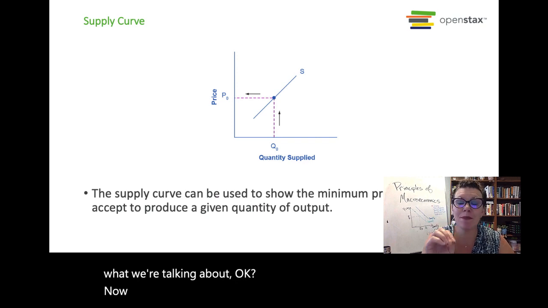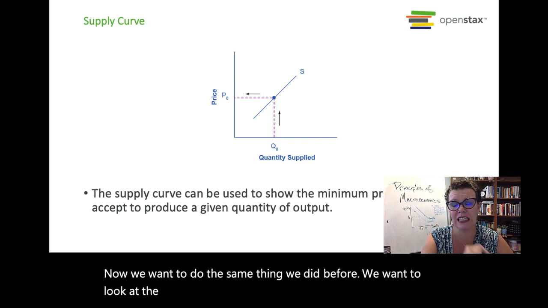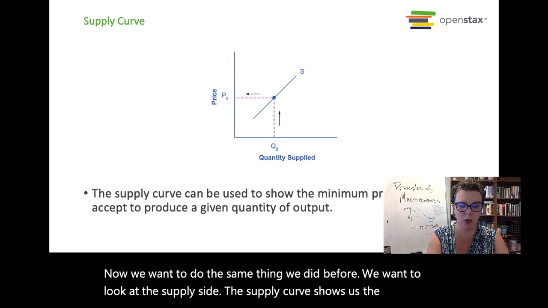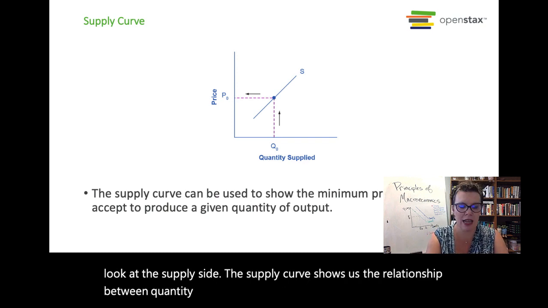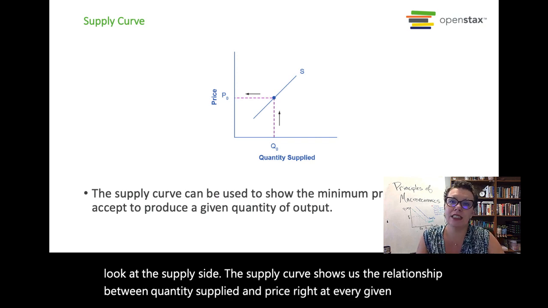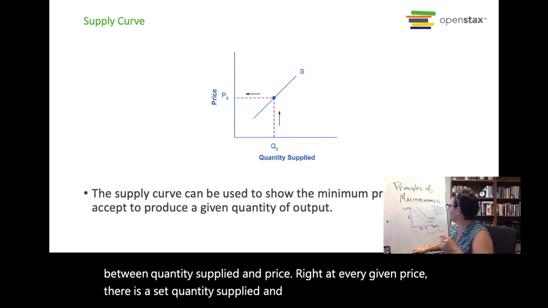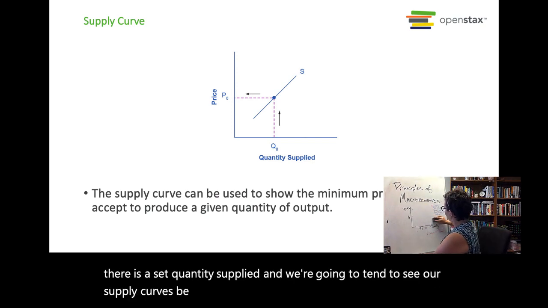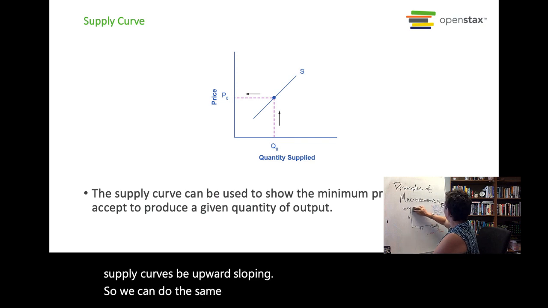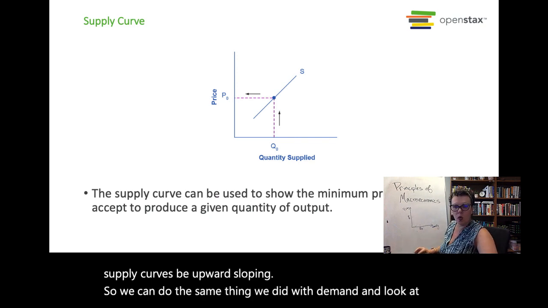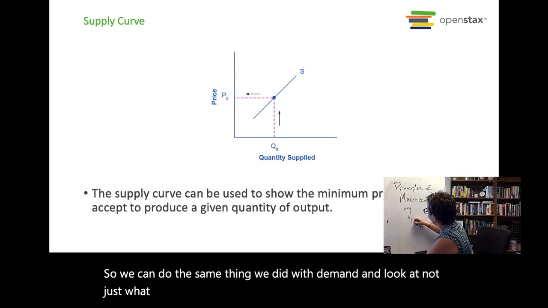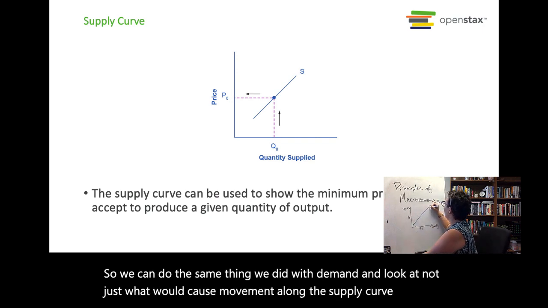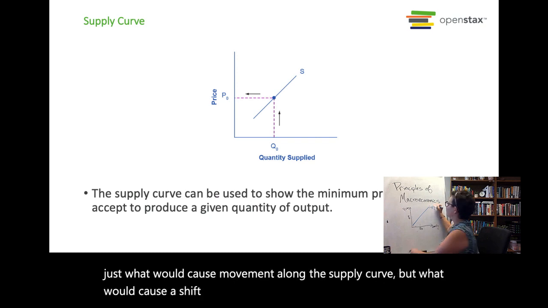Now we want to do the same thing we did before. We want to look at the supply side. The supply curve shows us the relationship between quantity supplied and price, right? At every given price, there is a set quantity supplied, and we're going to tend to see our supply curves be upward sloping. So we can do the same thing we did with demand and look at not just what would cause movement along the supply curve, but what would cause a shift in the supply curve.